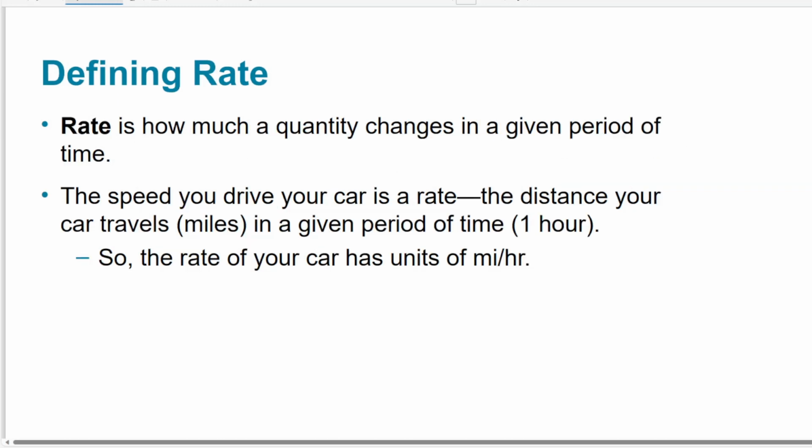Rate is how much a quantity changes in a given period of time. You may have used a term such as miles per hour or kilometers per hour when talking about how fast your car is moving. We use similar terms when we're talking about chemical reactions. We define chemical reactions in terms of the change of the quantity of reactant or product in a given period of time.